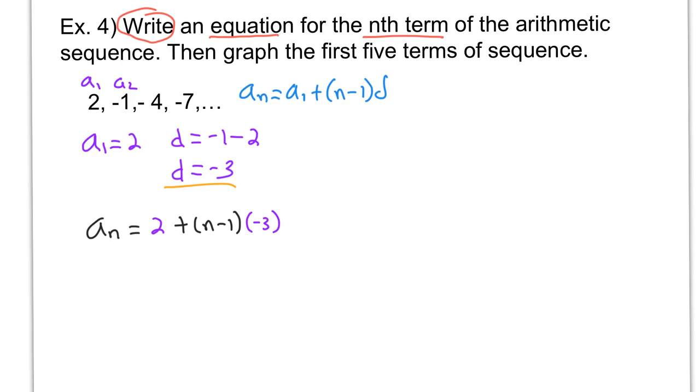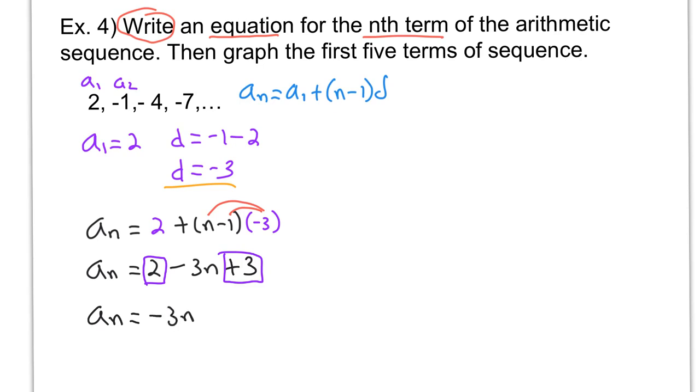So now I'm going to distribute. So you guys multiply, and you have to be careful with the signs. I'm going to bring down the a sub n here equals 2. We have a -3 times a positive n. That's going to be a -3n. And when you guys multiply a -3 times a -1, that's going to be a positive 3. You guys combine like terms, the positive 2 and the positive 3. Remember to always start with your variable. So we have a -3n, and we have plus 5. So this right here is your equation for this sequence. A sub n equals -3n plus 5. That's the rule. That's the nth term.